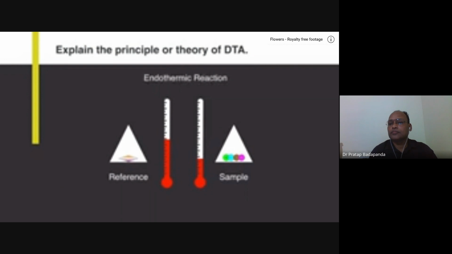For instance, in an endothermic change such as melting or dehydration of the sample, the temperature of the sample will be lower than the reference. On completion of the process, the sample will again show zero difference of temperature as compared with the reference. On the other hand, if an exothermic reaction takes place, the sample temperature will be higher than that of the reference material.